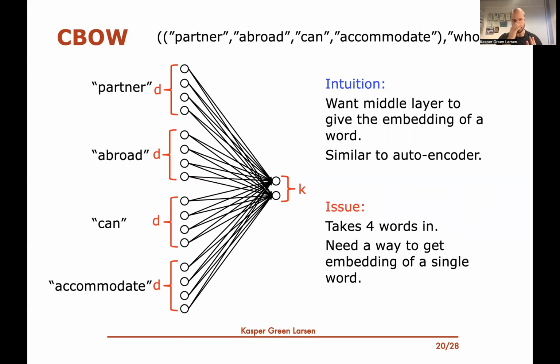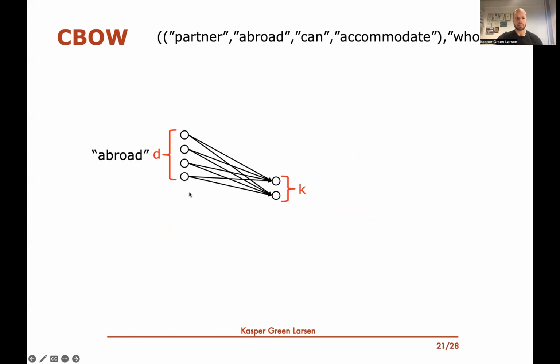Now, the issue is how do we get the embedding of a word out of this, when actually this takes 4 words as input, not just a single one? Somehow we need to take the model that we have so far and turn it into a way of getting the embedding of a single word in the middle.